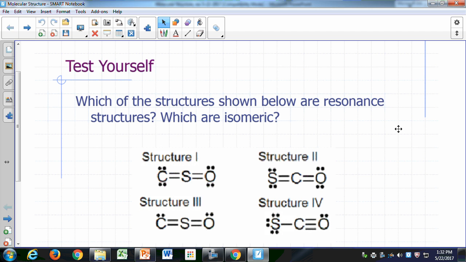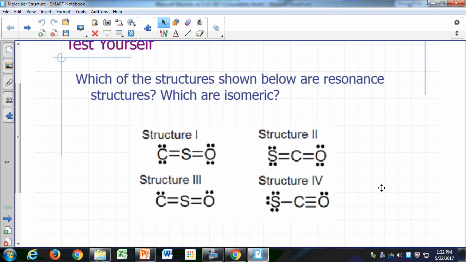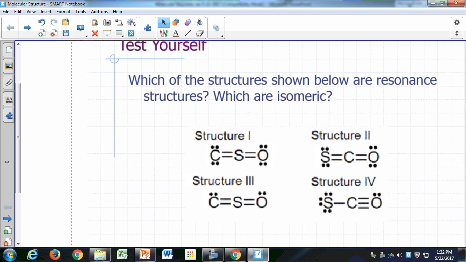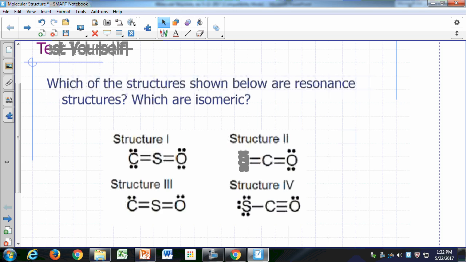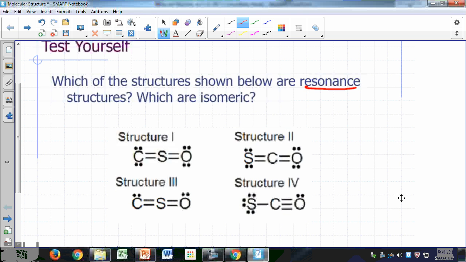Try this question so we can check if you understand the difference between isomeric structures and resonance structures. First, let's see which structures are resonance structures. Notice that all of these have sulfur, carbon, and oxygen, so they could be resonance or isomeric structures.